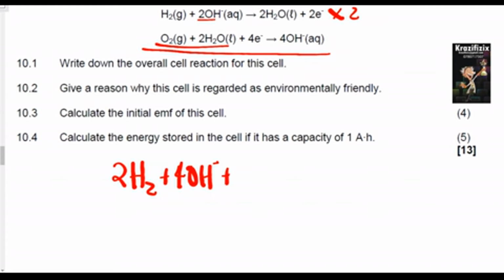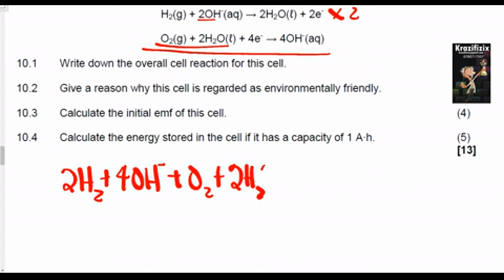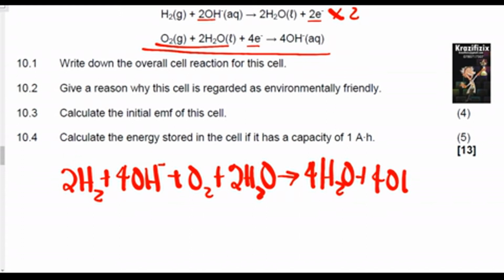And on the left here, what do I have? I have oxygen. I have 2 hydrogen. I'm sure you know where that came from. The 4 hydroxide ions, you know where that came from. The left, plus oxygen gas, plus 2H2O. And on the right, what are we going to have? 4H2O. Already my 4 electrons and my 4 electrons cancel out, and I have 4OH minus.